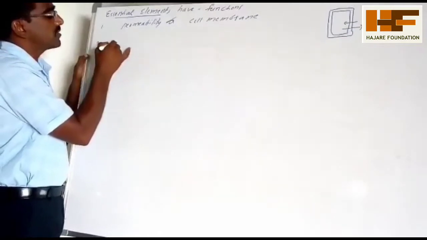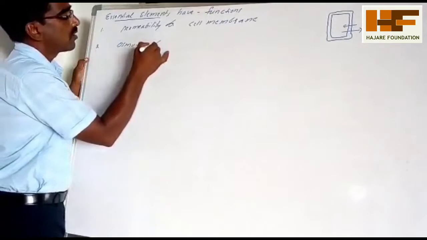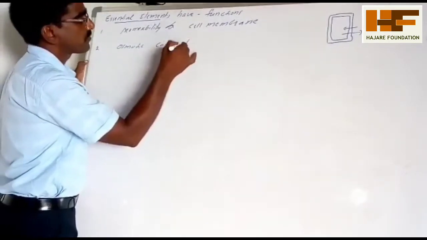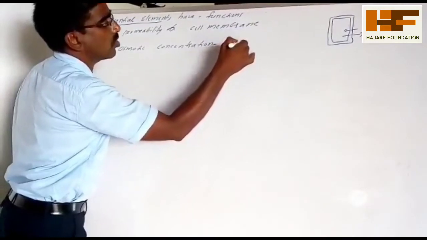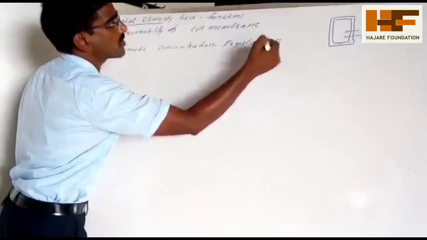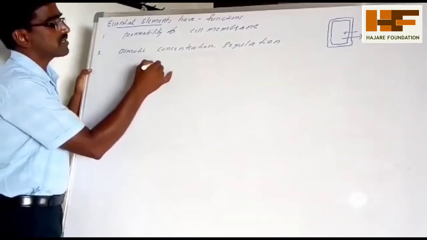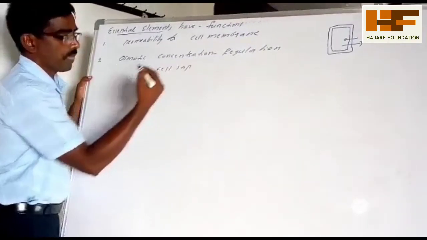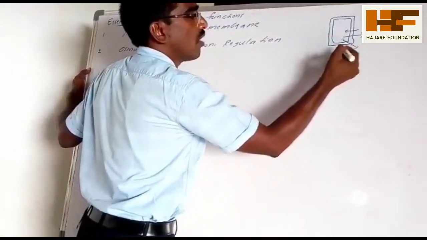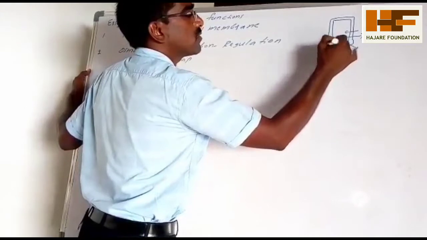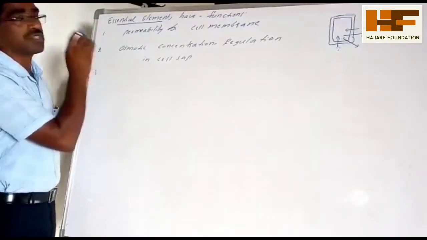The second one is that they are also responsible for osmotic concentration, meaning the regulation of the osmotic concentration of cell sap. Whatever number of ions has to move out, whatever number of ions has moved in, is regulated by essential elements.